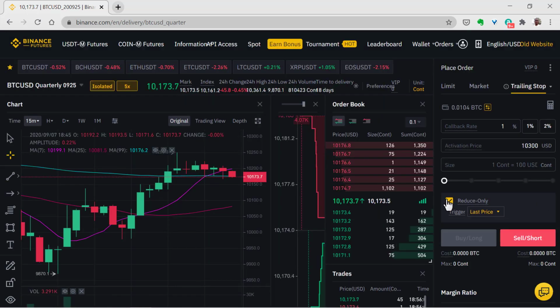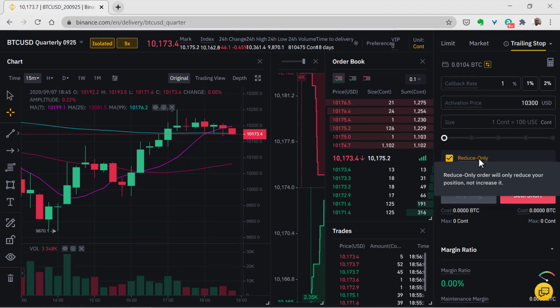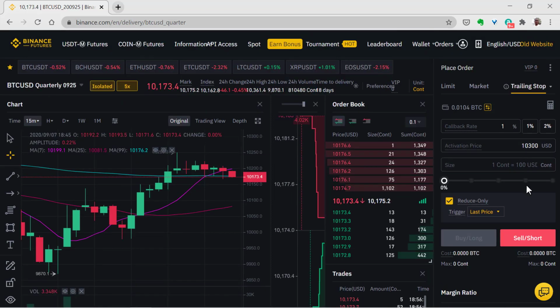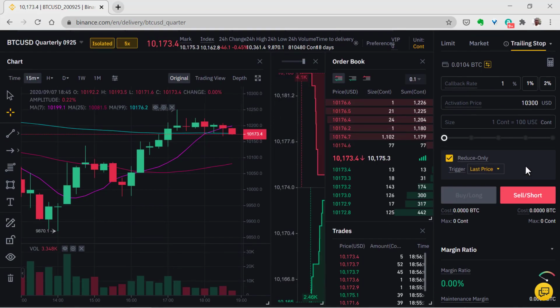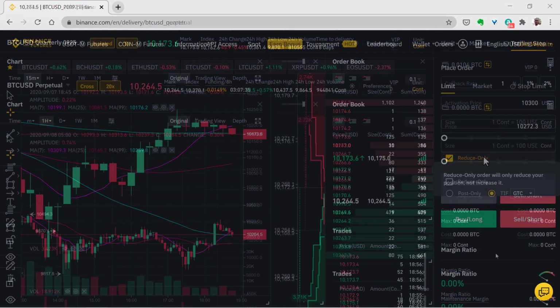Here too we have reduce only. This is basically a setting that would only reduce your position and not increase it. It's very helpful when you don't want to make mistakes of adding to your position. So this option, if it's ticked, is really helpful.